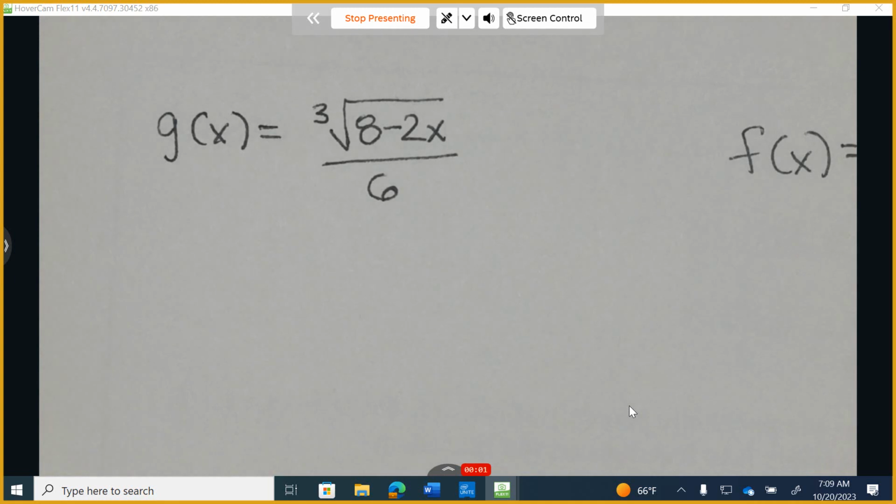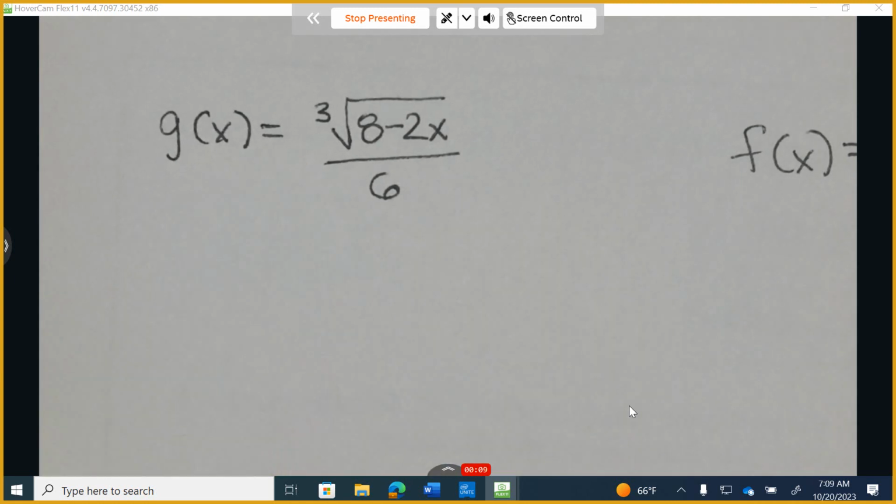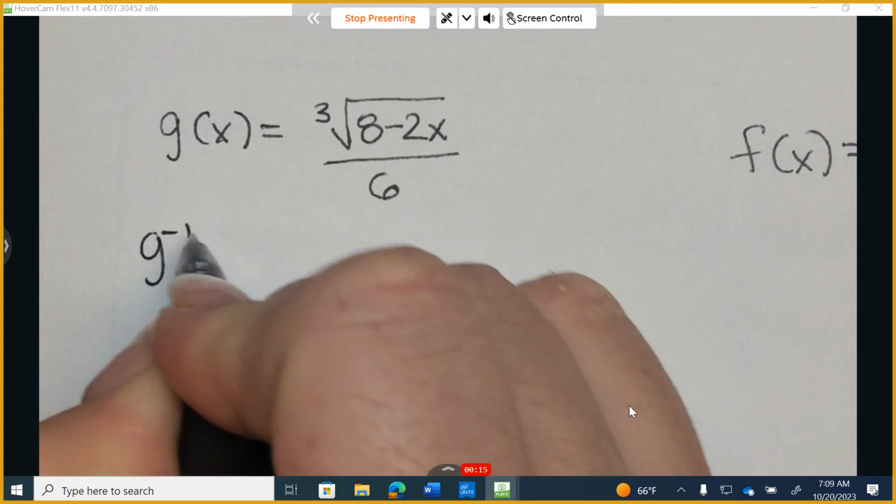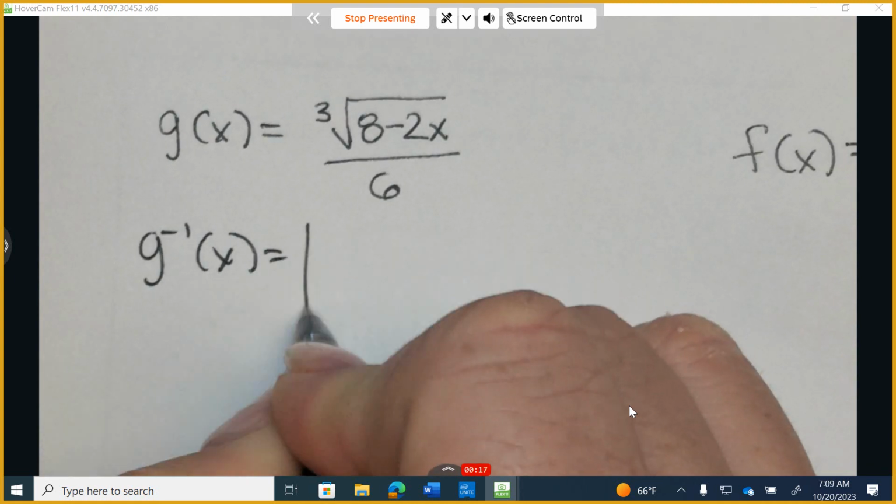We are going to go ahead for this problem, and we are going to find the inverse of g. Then we're going to graph both the original function and its inverse on the same window on our graphing calculator. So in order to find the inverse of this function, I'll come back and put the answer in this box.